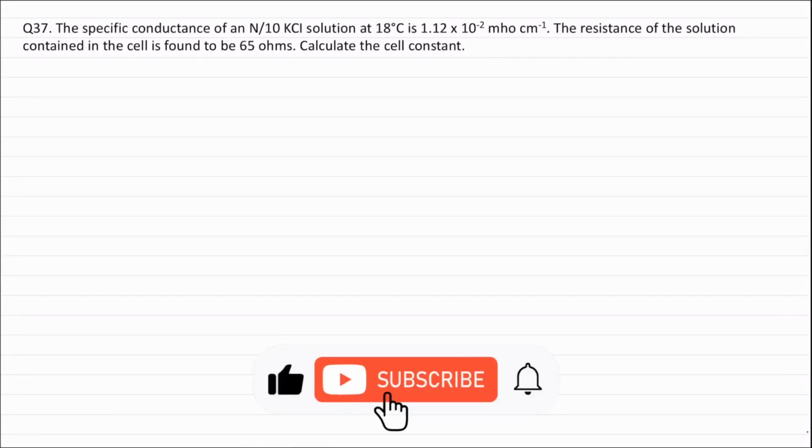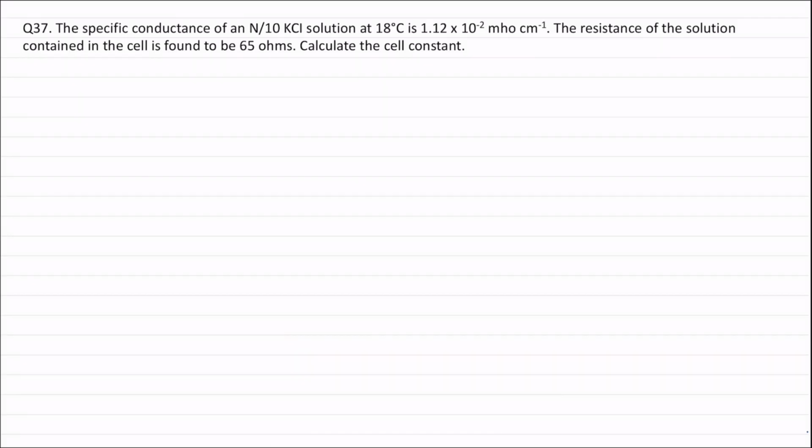Question 37. The specific conductance of an N by 10 KCl solution at 18 degrees centigrade is 1.12 into 10 to the power minus 2 per ohm per centimeter. The resistance of the solution contained in the cell is found to be 65 ohms. Calculate the cell constant. Now resistance is equal to 65 ohms.